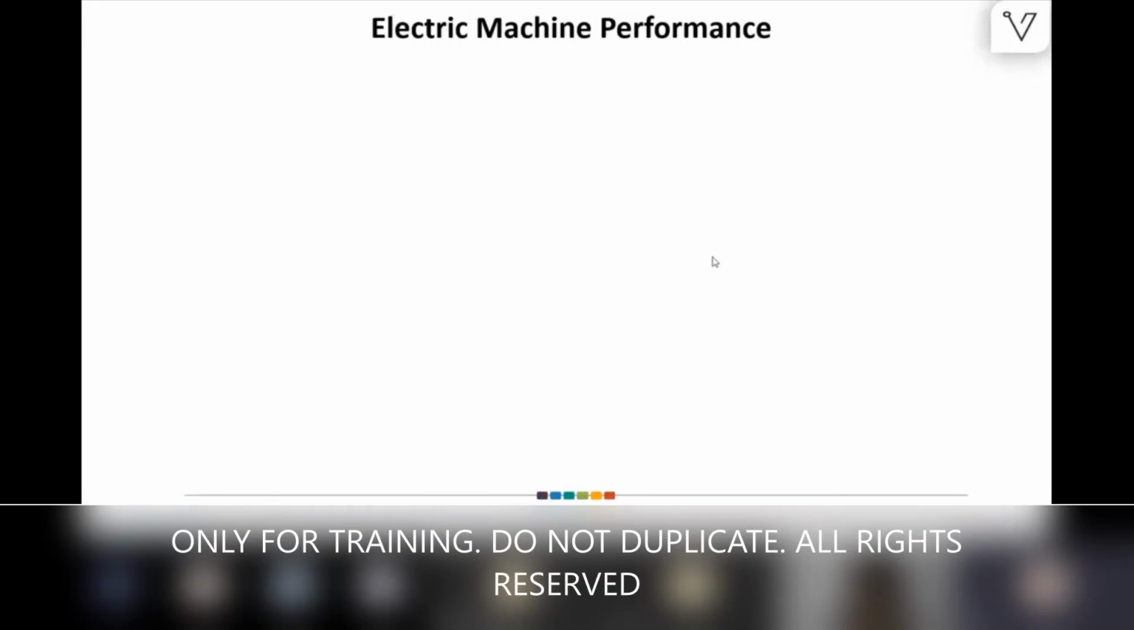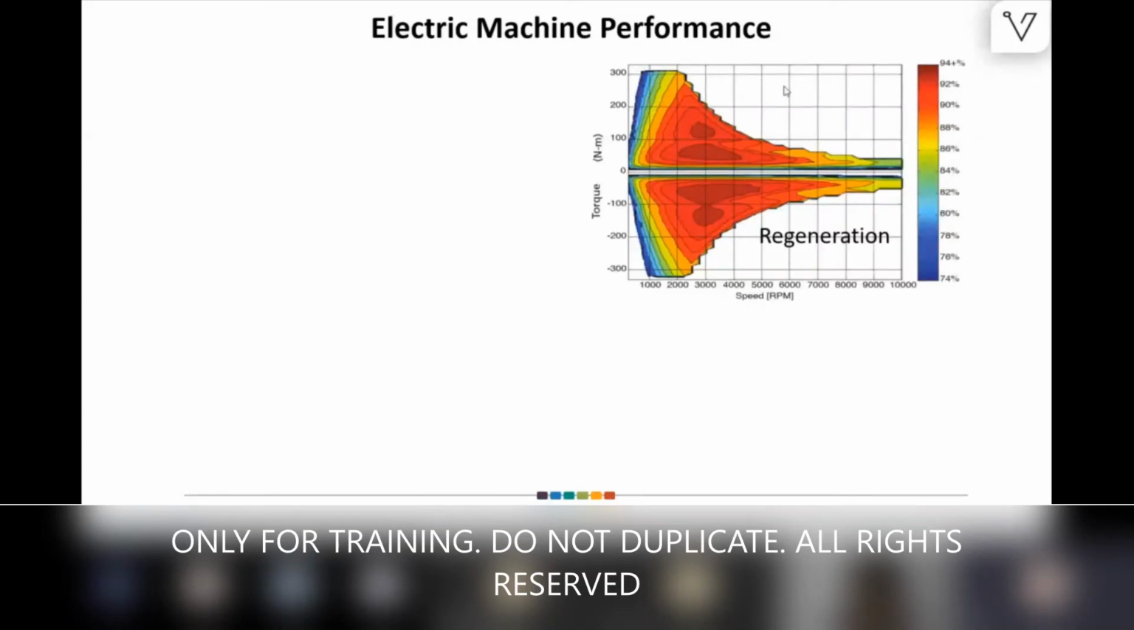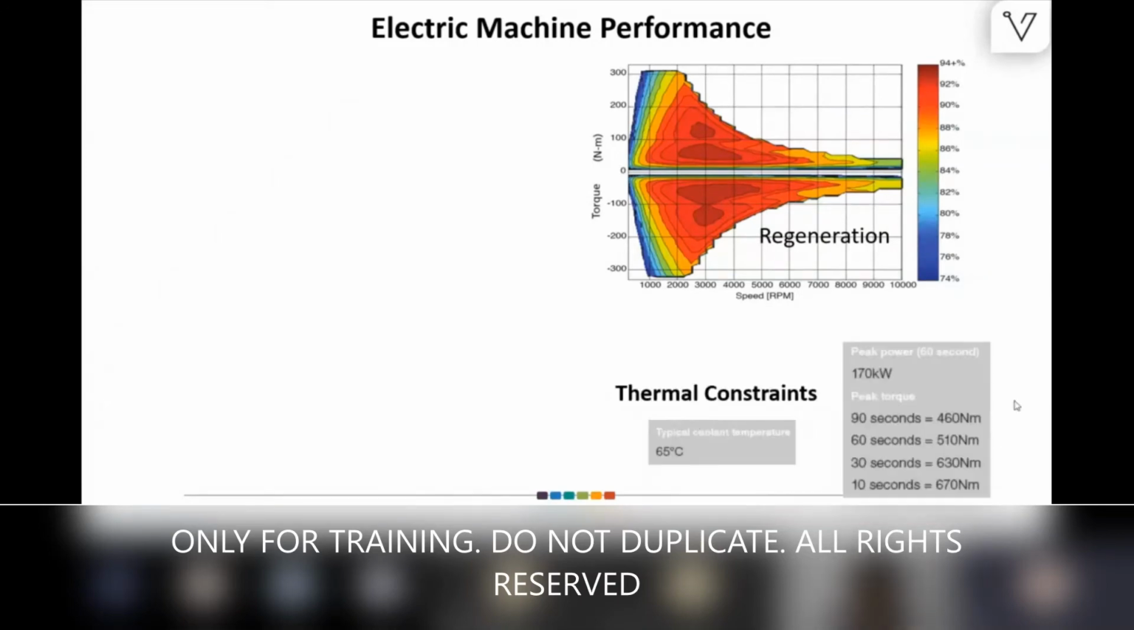So the electric machine performance is not just motoring, whatever I am showing you, but also regeneration. And this torque, speed, efficiency is for a particular point. These are for particular cooling limits, under some conditions, like at some ambient temperatures. So we may have a variety of such curves at different conditions. You can see the machine provides very high torque for a short duration, like 10 seconds. Then as we increase the time, it starts dropping, and there will be some typical coolant temperature.